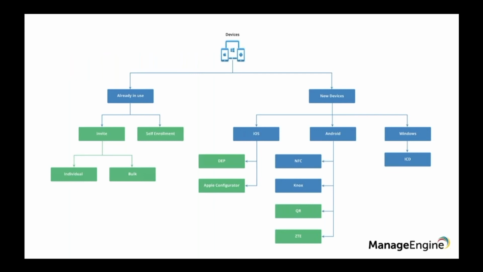So we'll have a quick recap of all the enrollment methods that we just saw. In case of devices that are already in use, you can choose to enroll them via invites, which can be sent individually or in bulk. It can be enrolled via self-enrollment. In case of new devices, we have a whole suite of automated enrollment methods. In case of iOS devices, you can use DEP and Apple Configurator.